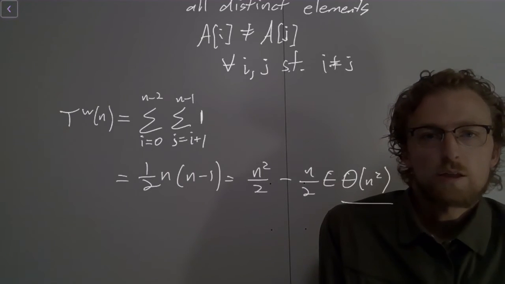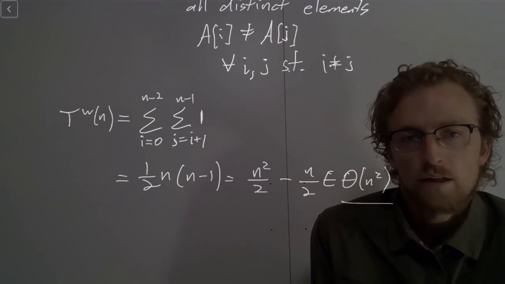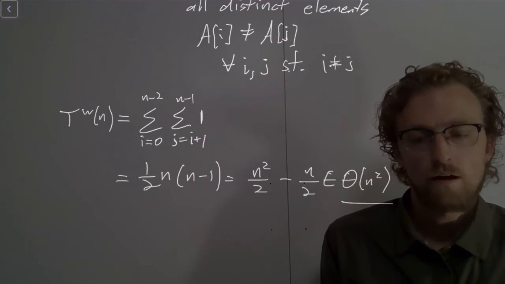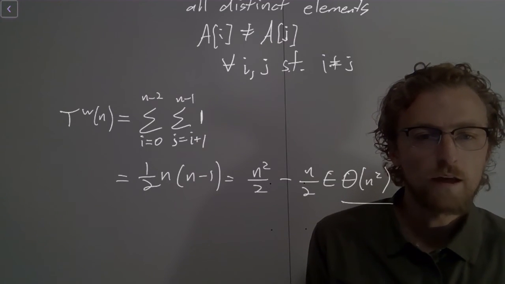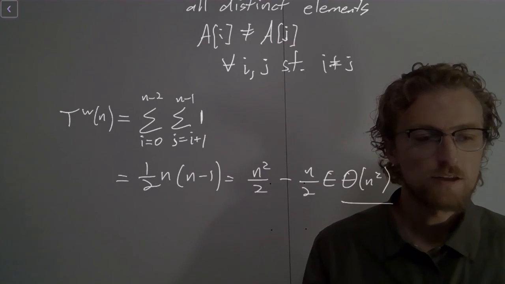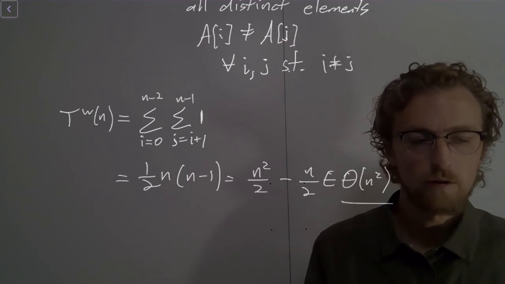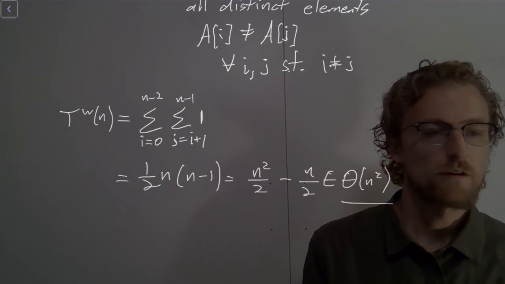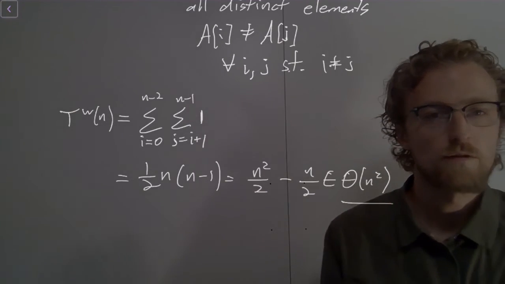And this is what you would expect, given the fact that we have two nested for loops. Or if you like, the fact that we have this sort of triangle shape of calls, of the way this goes.